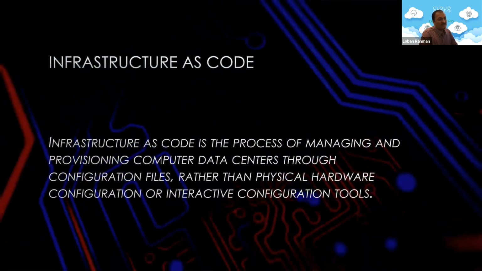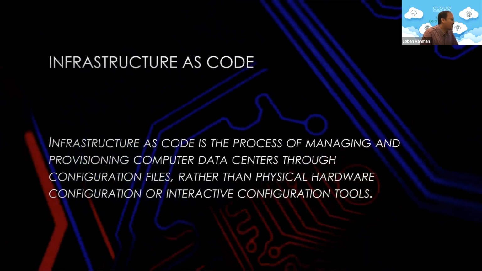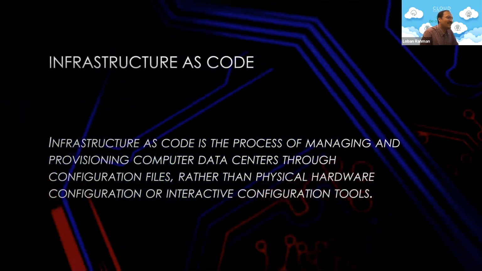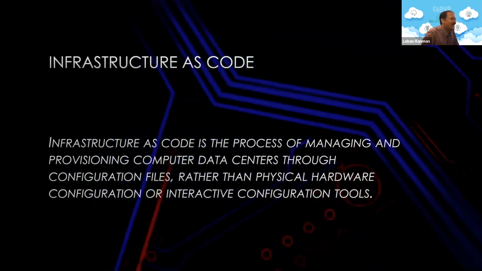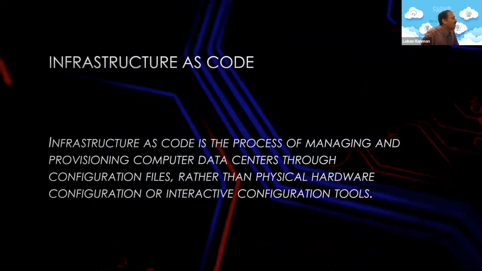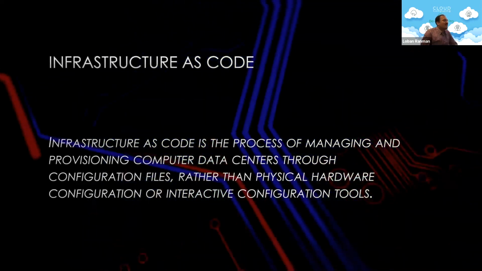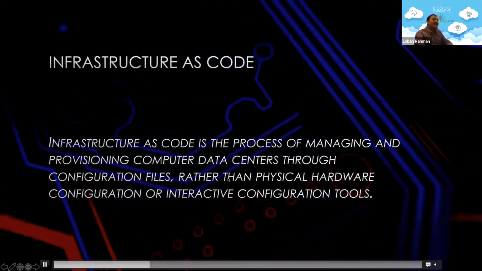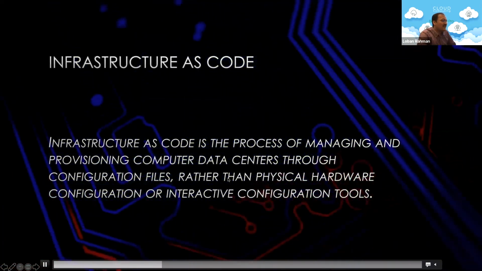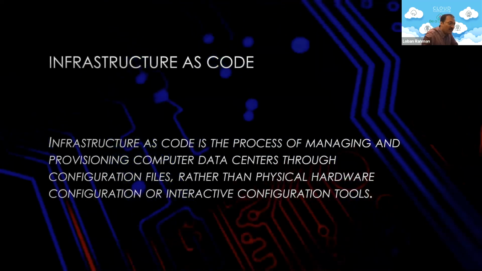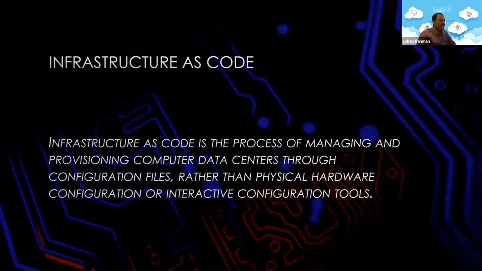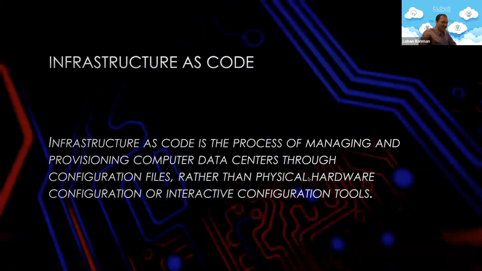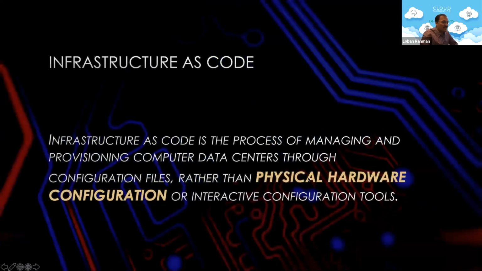Let's look at another overly complicated definition when you Google it online. What is infrastructure as code? Infrastructure as code is the process of managing and provisioning computer data centers through configuration files rather than physical hardware configuration or interactive configuration tools. Again, a mouthful. Let's break this down.